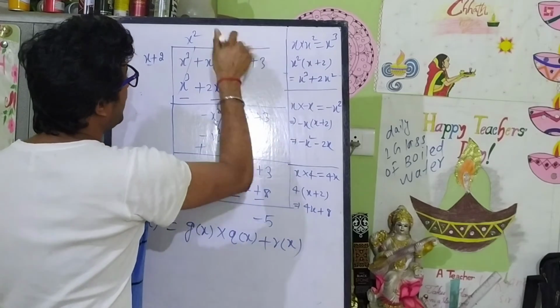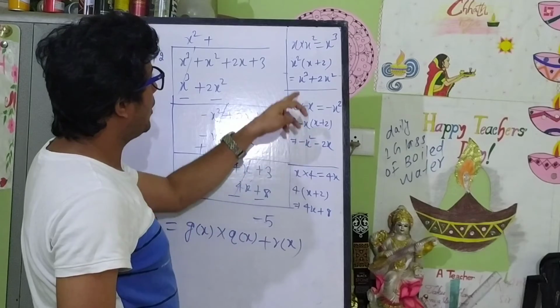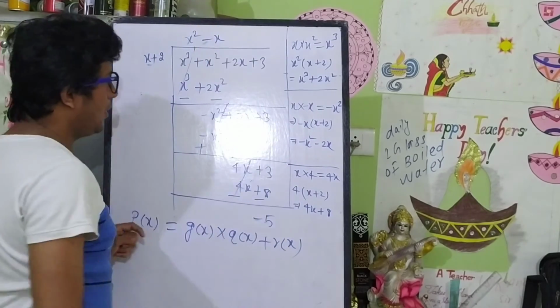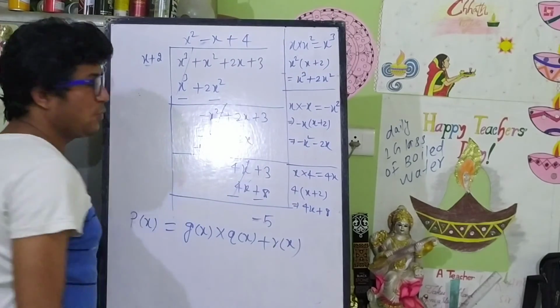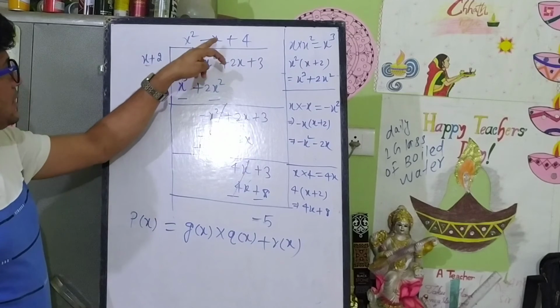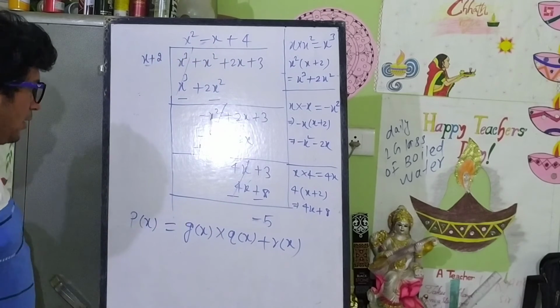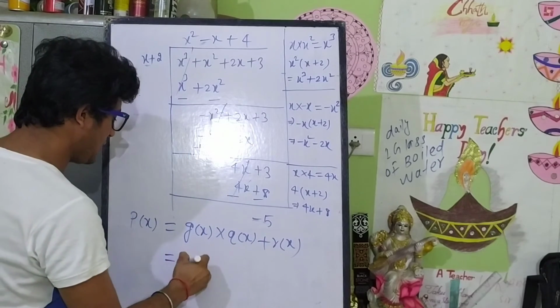This is the division algorithm. We multiplied x squared, and next by what number did we multiply? Minus x, so we write here minus x. Next is 4, so plus 4. This is the quotient, this is the dividend, this is the divisor, and this is the remainder. Now we are going to substitute one by one. The divisor is x plus 2.